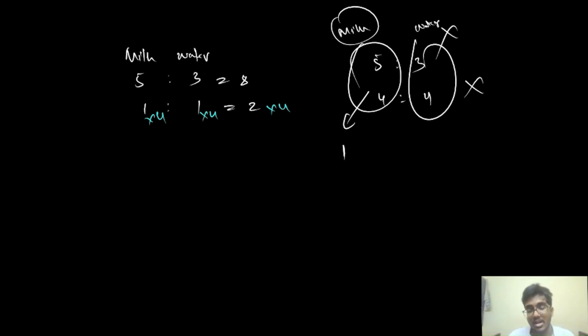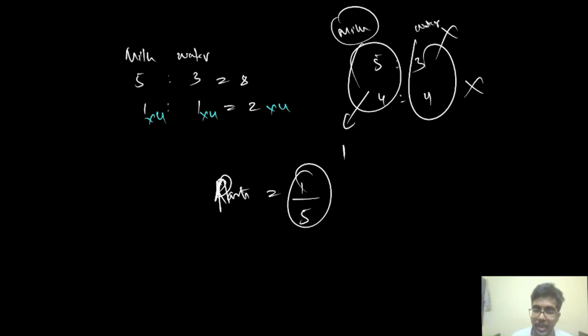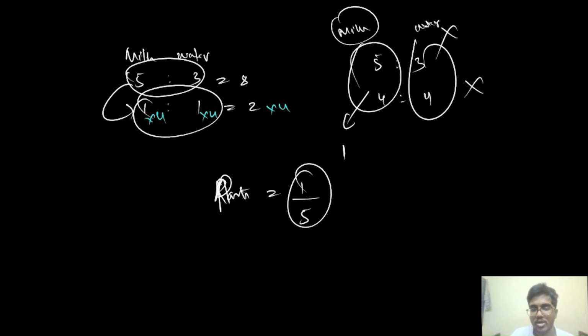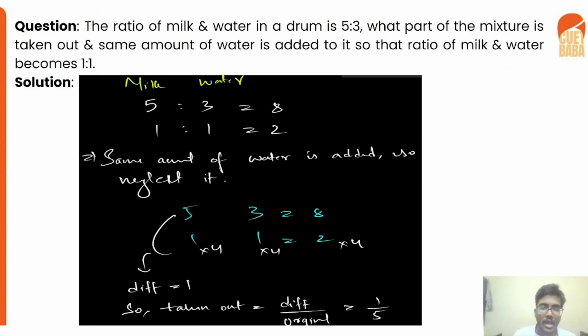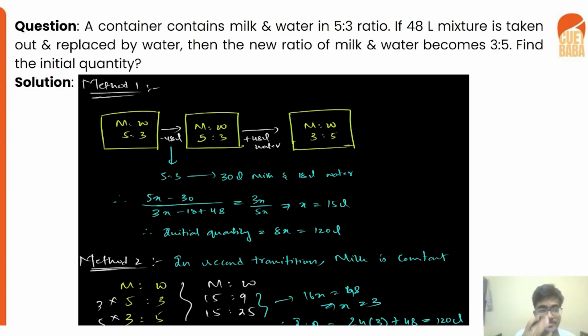Now the part is basically 1 divided by the original, that is equal to 5. So 1/5 is the answer. I hope you people have understood. So 1/5 of the total mixture is being taken out and the same amount of water is being added, so that the ratio from 5:3 gets converted into 1:1. Okay, I hope you people have understood this. Very easy. Coming to the next question.